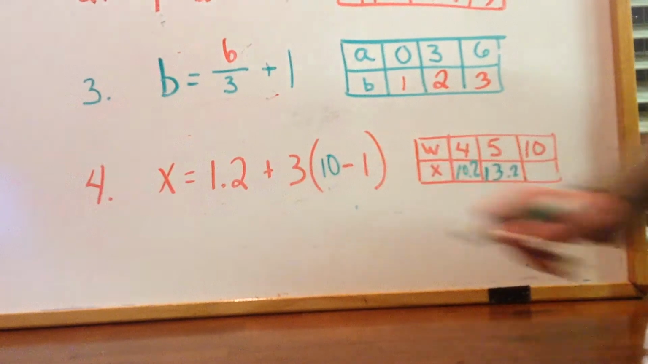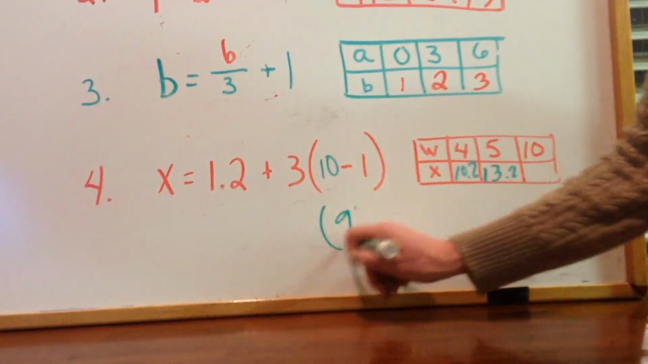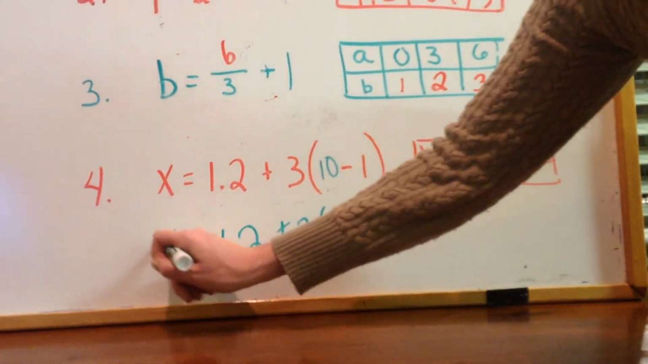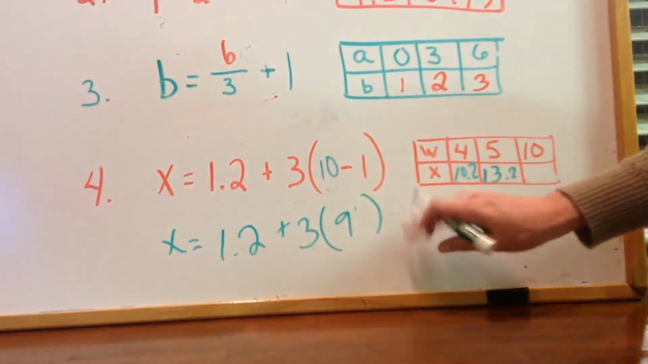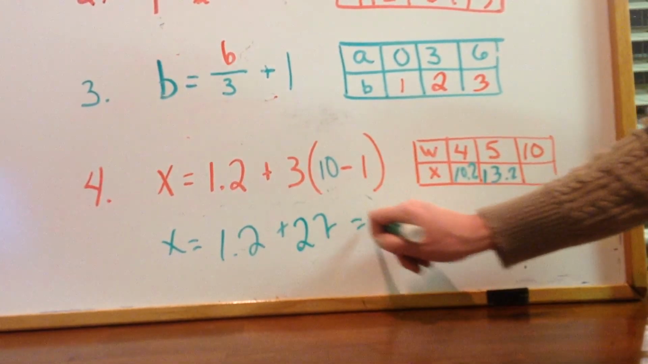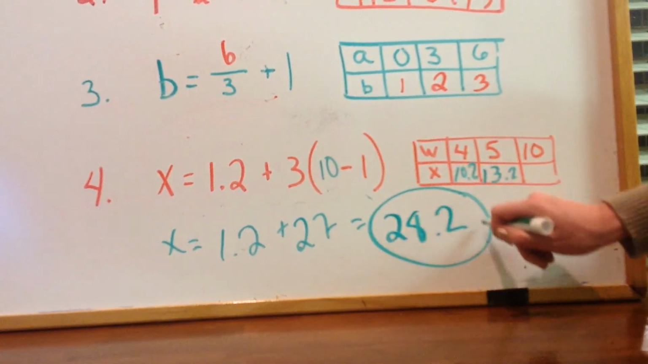Okay, so we're trying 10. Let's see if you get the same answer as me. 10 minus 1 is 9. It's a multiplying 9. Let me rewrite my problem. 3 times 9 is 27. And 27 plus 1 and 2/10 is 28 and 2/10. That's what you should have gotten right here.